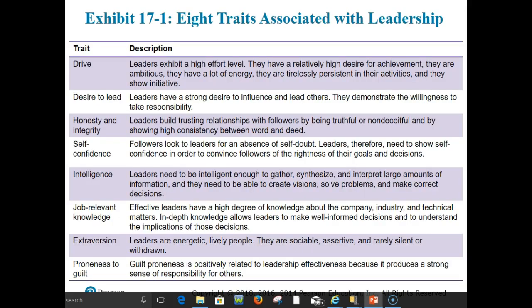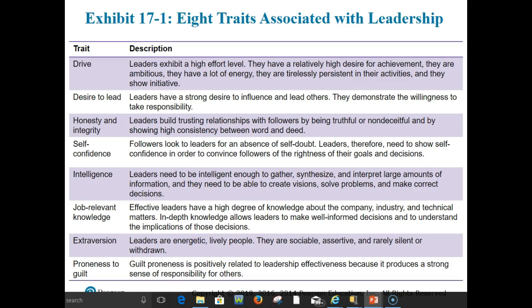So Exhibit 17-1 illustrates the 8 traits associated with leadership. The first one is drive, and leaders exhibit a high effort level. They have a relatively high desire for achievement. They are ambitious, they have a lot of energy, and they are tirelessly persistent in their activities, and they show initiative.